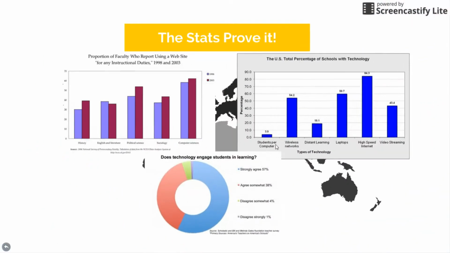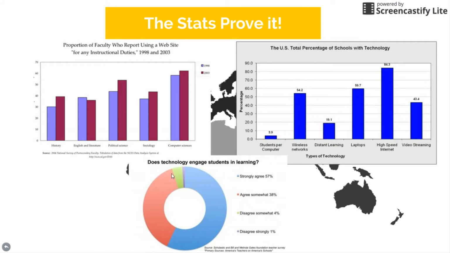So what are more stats that we're looking at? Does technology engage students' learning? 57% of people said strongly agree, 38% said somewhat, only 4% of the people disagreed. In the US, high-speed internet has been included in about 84.3% of the schools, where wireless networks are only at 54.2%.